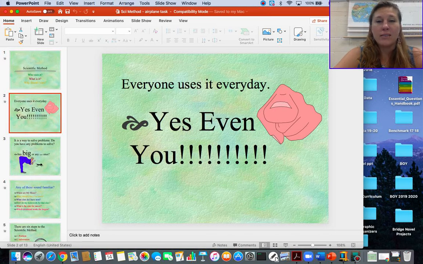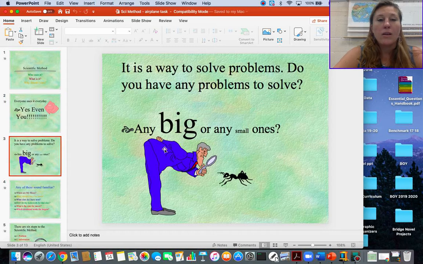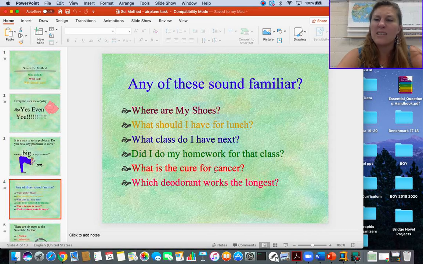Everyone uses it every single day. Yes, even you. The scientific method is a way to solve problems. Do you have any problems to solve? Any big or any small ones?